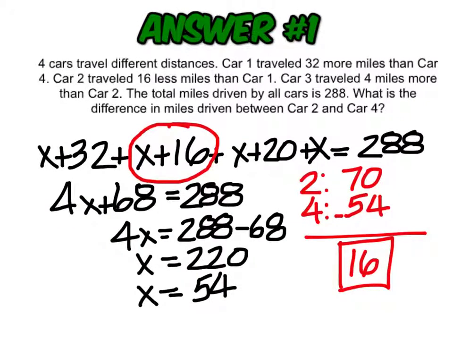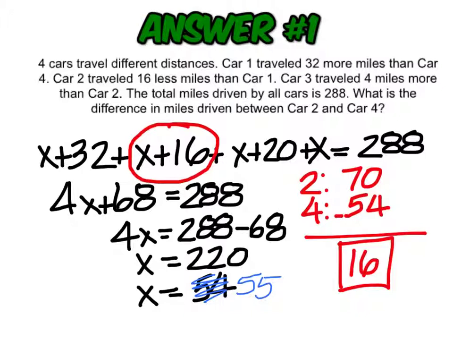On number 1, you had 4 different cars traveling at different distances. Car 1 is x plus 32, the second one is x plus 16, the third one is x plus 20, and the fourth one had to be x. Notice it's only referenced once in that sentence and nowhere else. The total was 288. So if you add up the x's, you have 4, 32, 16, and 20, which gives you 68. Subtract 68 from 288 and get 220. If you divide by 4, you should get 55.